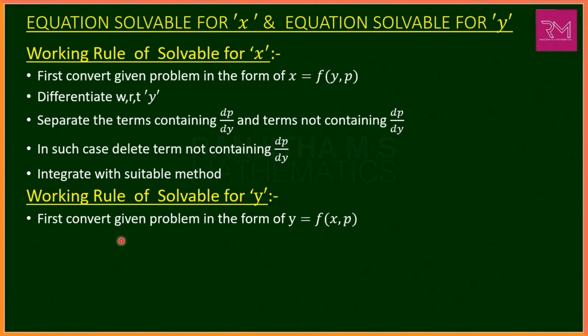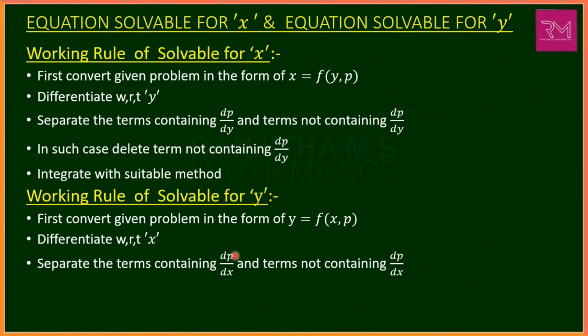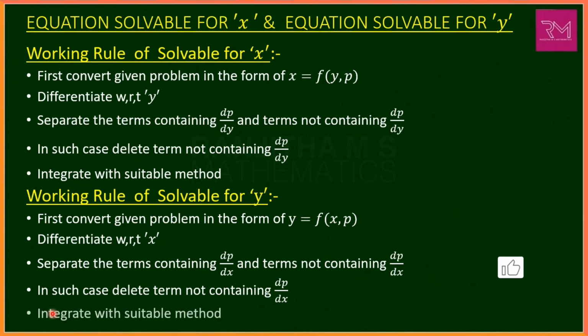That is, the first step: the given non-linear differential equation is of the form f of x, y, p equal to 0. Here we first convert the given problem into an equation of the form y is equal to f of x, p. Second step, we differentiate y is equal to f of x, p with respect to x. Next, separate the terms containing dp by dx and the terms not containing dp by dx. Next, we delete or omit the terms not containing dp by dx. Finally, the last step, we integrate the obtained equation with a suitable method of integration.